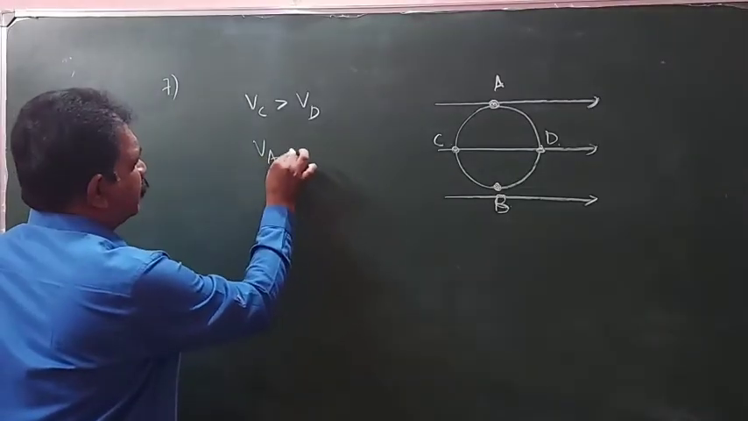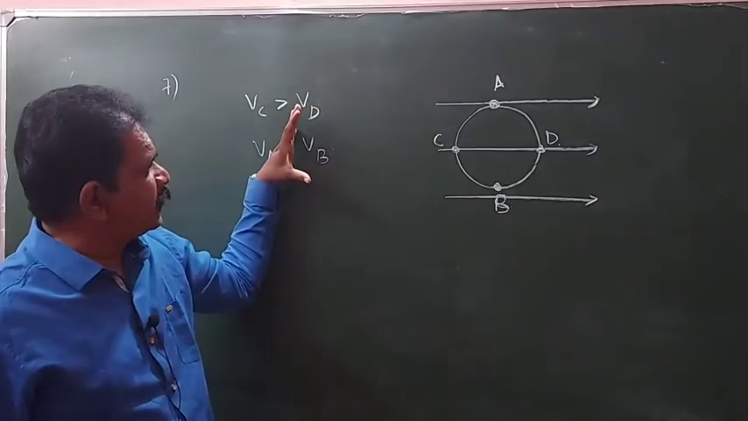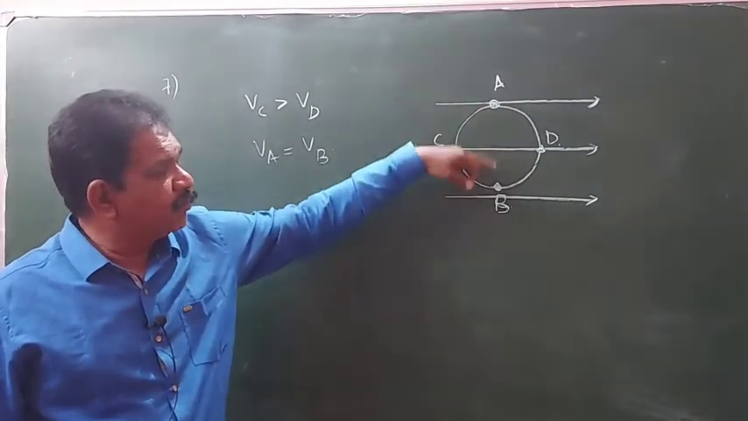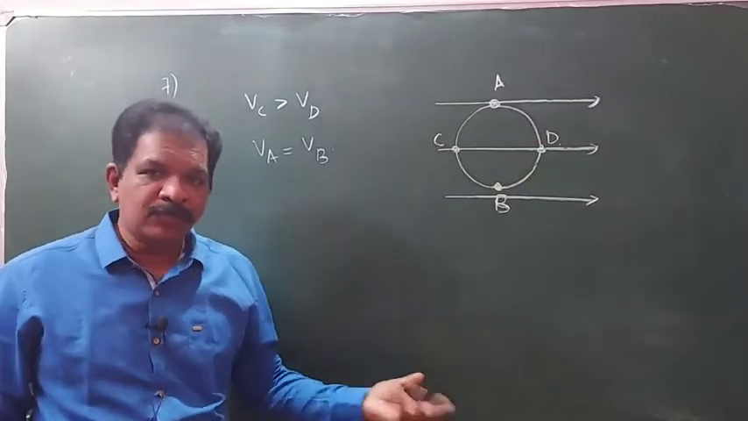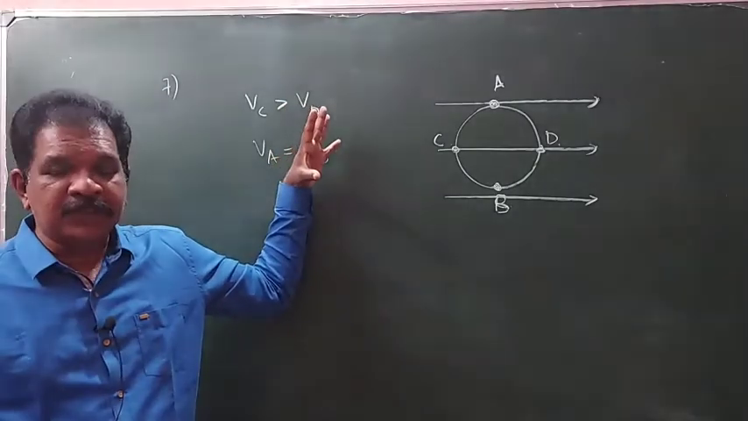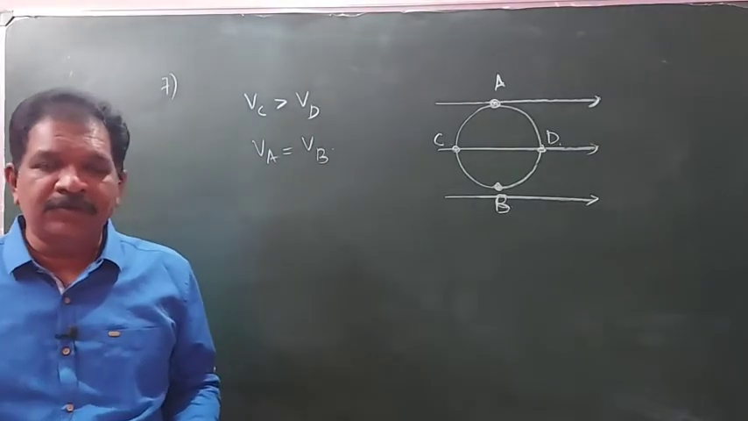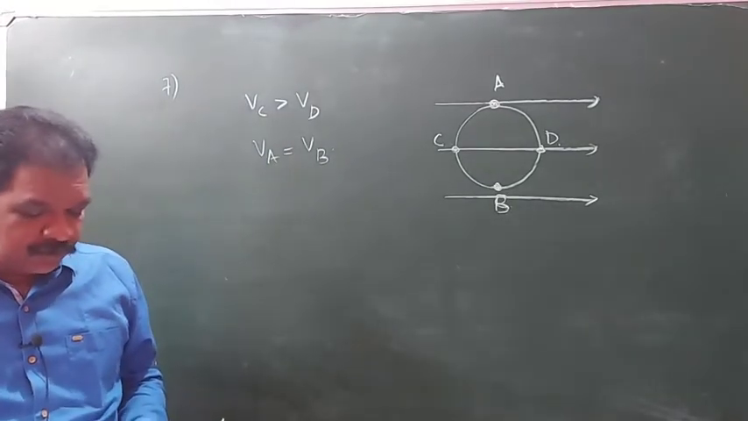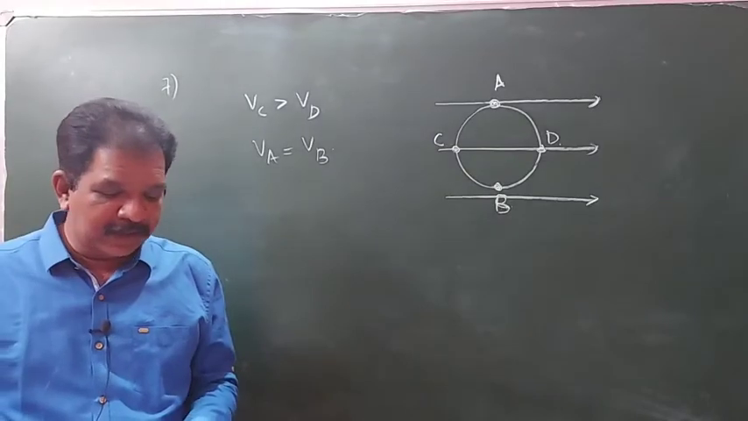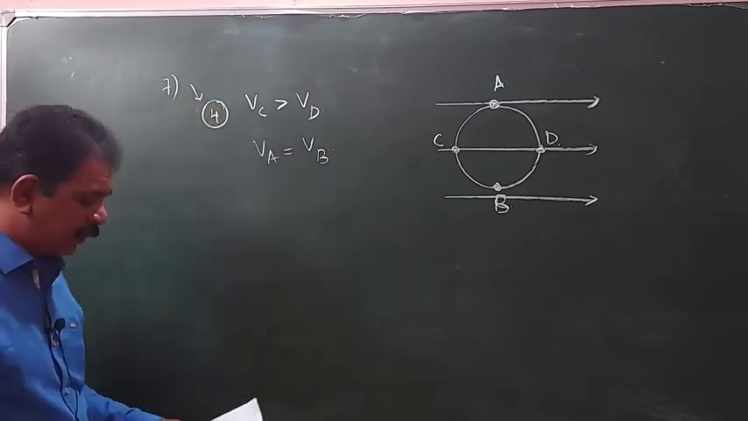So VA is equal to VB, because only because of this charge the electric field is created here. These two are at equal distances, so potential will be the same. It is very close to the charge which created the electric field. Distance is less means potential will be more. Okay. So here we can write VA is equal to VB, VC greater than VD. So seventh question, it will be fourth option. Next, eighth.